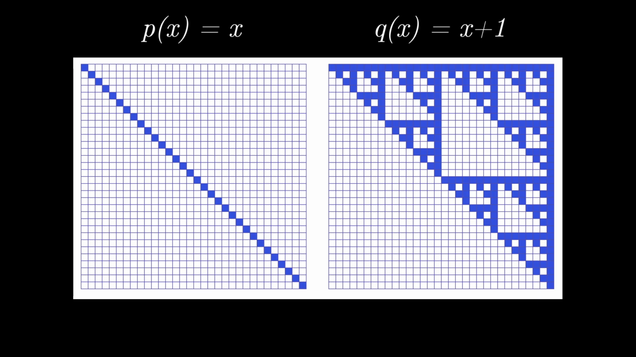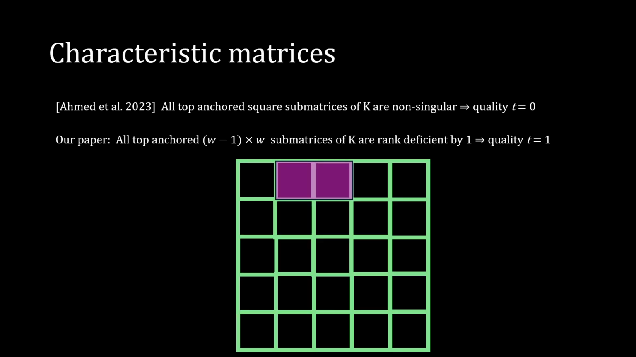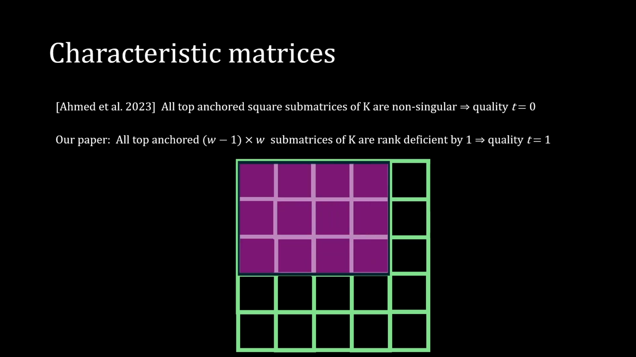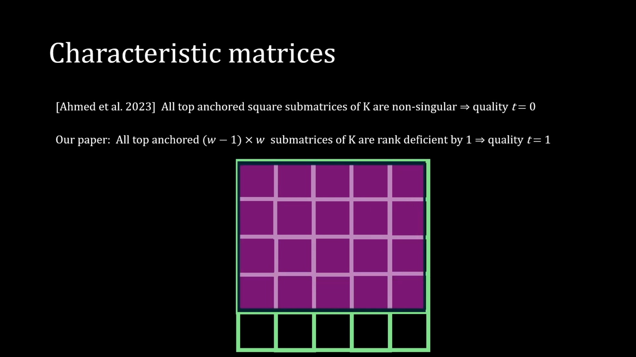Unfortunately, regarding Sobol sequences, and up to a permutation of indices, there is only a single pair of polynomials with t equals 0. Instead, we show that when all rectangular submatrices of size w+1 by w are rank deficient by at most 1, the resulting 2D sequence has t equals 1.